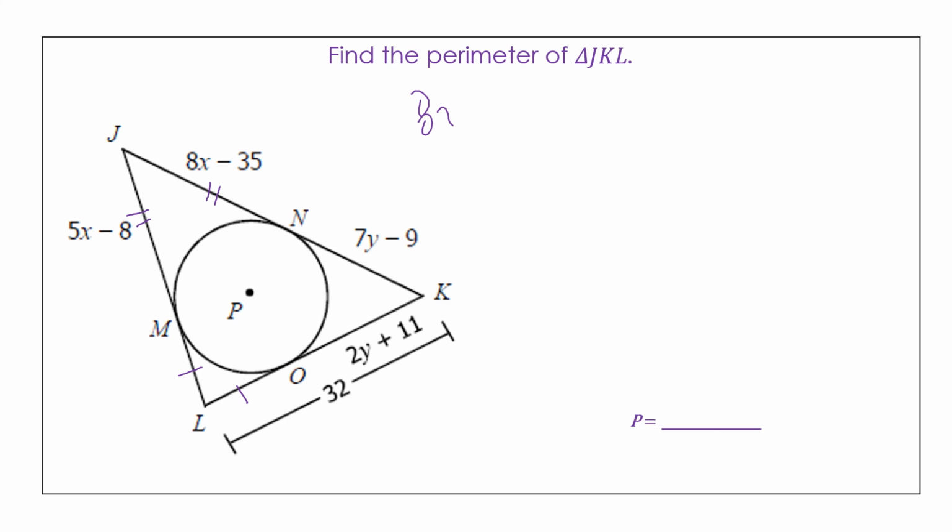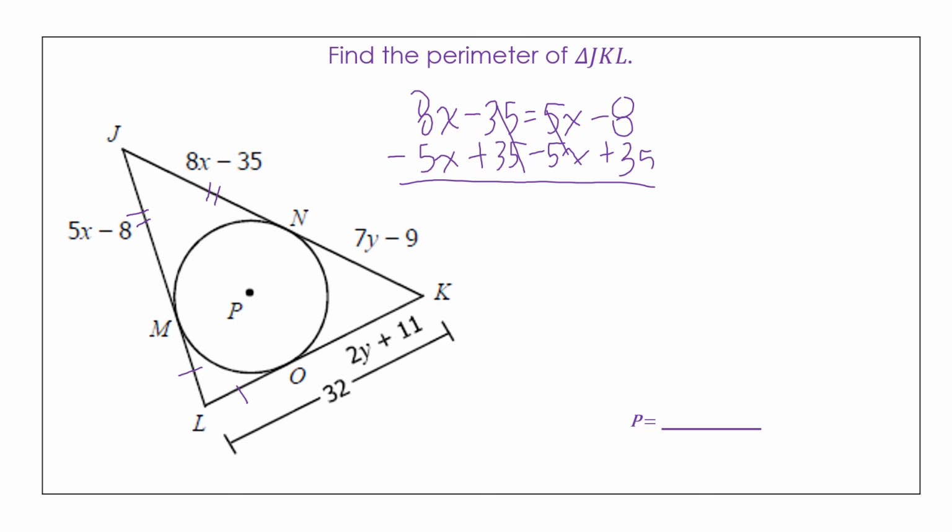I'm going to do 8x minus 35 equals 5x minus 8. I'm going to subtract 5x from both sides. I'm going to add 35 to both sides. And that is going to give me 3x equals, what is that, 27. I'm going to divide both sides by 3, and that's going to give me x equals 9.